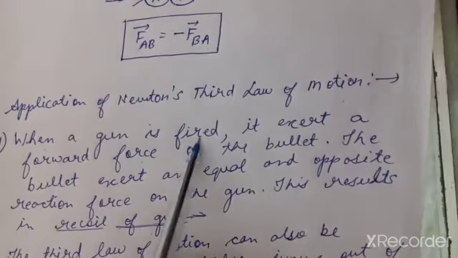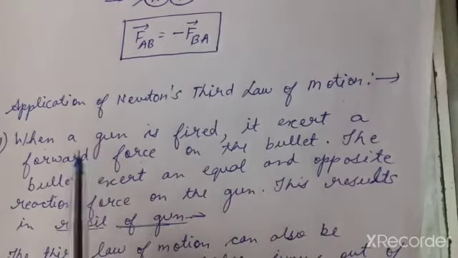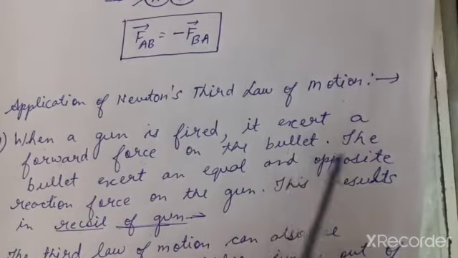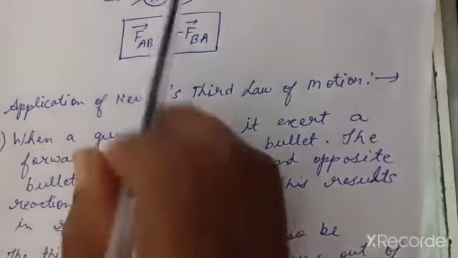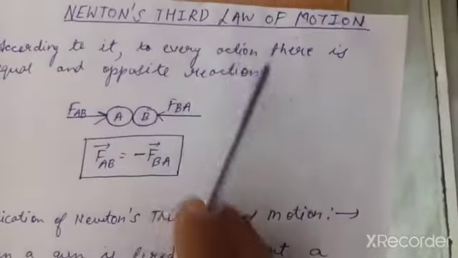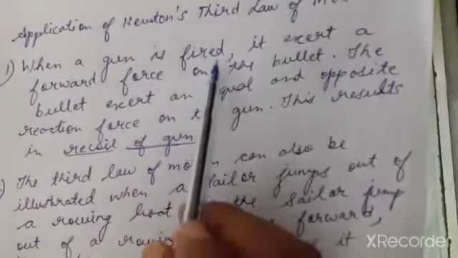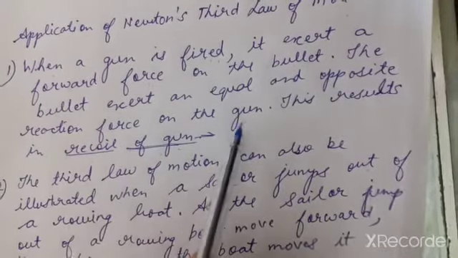So when the gun is fired, it exerts a forward force on the bullet. Now this bullet in reaction will produce a force on the gun. So this results in the recoil of the gun. This example is based on Newton's third law. So what is the statement here? For every action there is equal and opposite reaction. So here the gun is fired, so this is the action. What is the reaction force? The reaction force is the bullet applying force again on the gun.